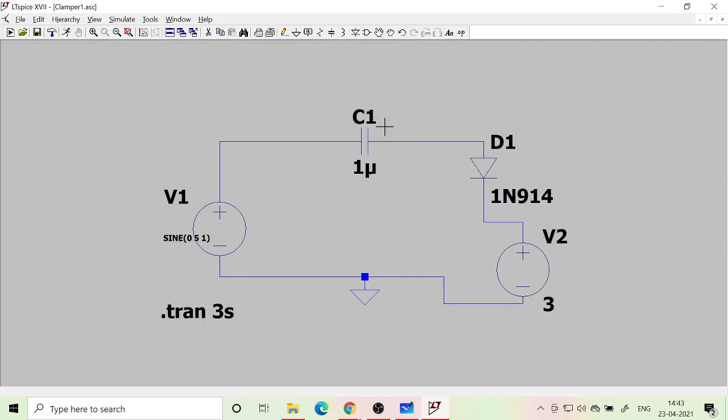And if it is 1.4, then the output voltage is basically the input with 1.4 volt subtracted, so it will be clamping downward. Okay, the voltage is shifted downward. The waveform will go down by 1.4 volt, which is the voltage on the capacitor. So let's see this.